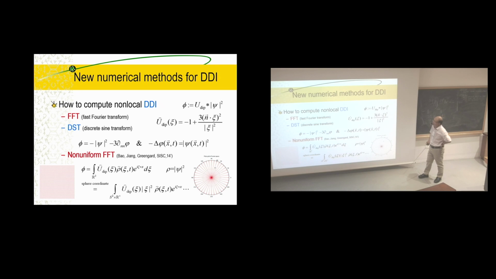The idea is the following. Basically, when we use quadrature for an integration with a singular integrand, you will lose accuracy. So you can see my phi equals this one. I write it in Fourier transform form: phi(x,t) equals the integral over R^3 of u hat, the Fourier transform, times rho hat, where rho is psi squared, times exponential of i k dot x dx. So basically I write this one in Fourier form.